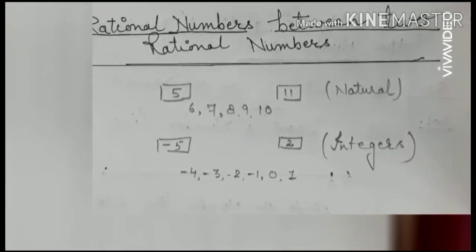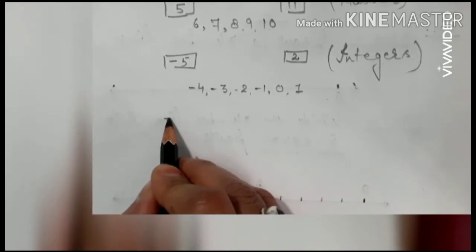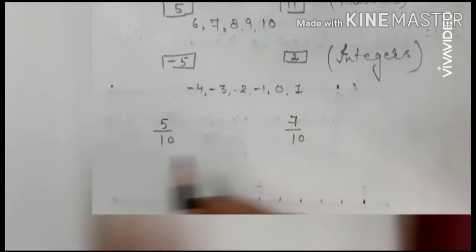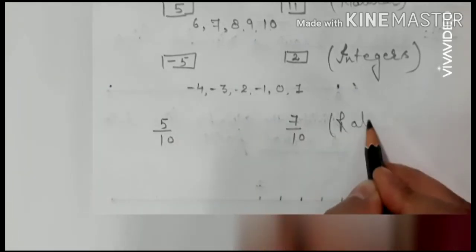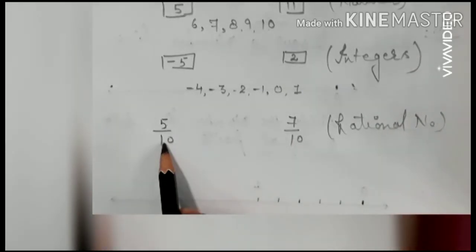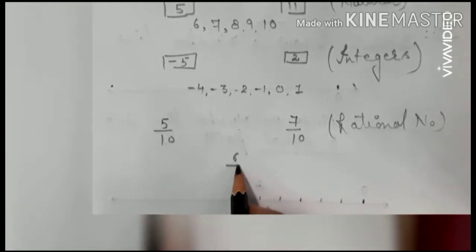Now here we will learn how many rational numbers are between any two rational numbers. Suppose I ask you how many rational numbers are between 5 upon 10 and 7 upon 10. How many rational numbers do you have to tell now? Here the first one is 5 upon 10 and this is 7 upon 10. So you will see that there is 6 upon 10.